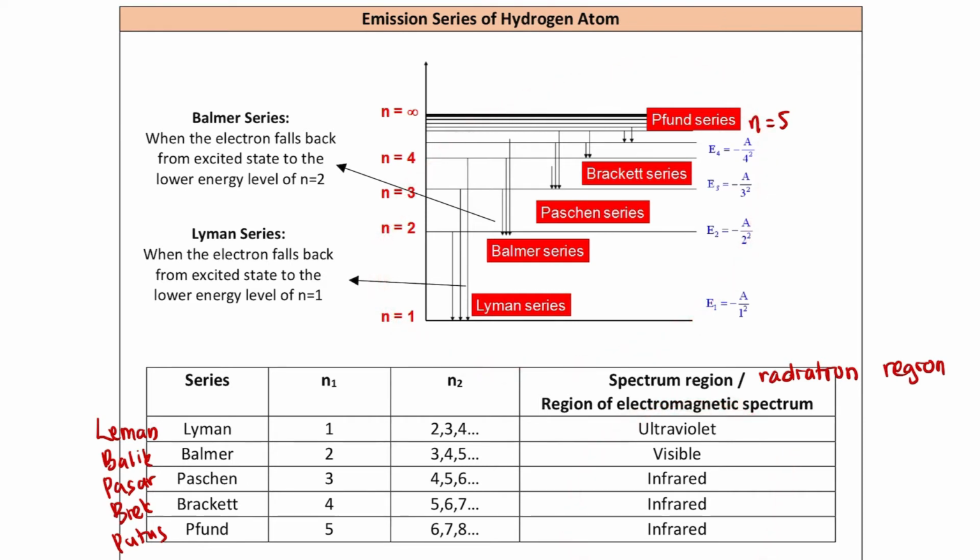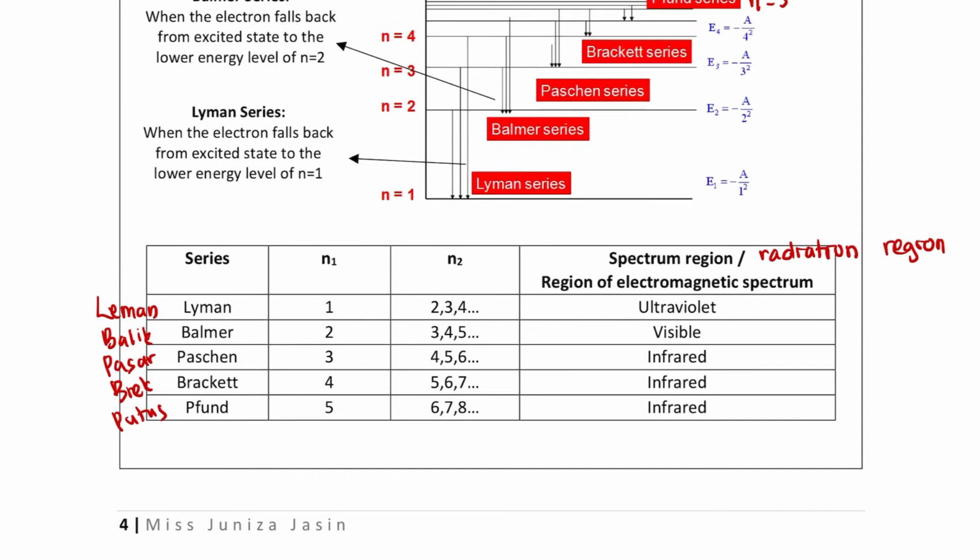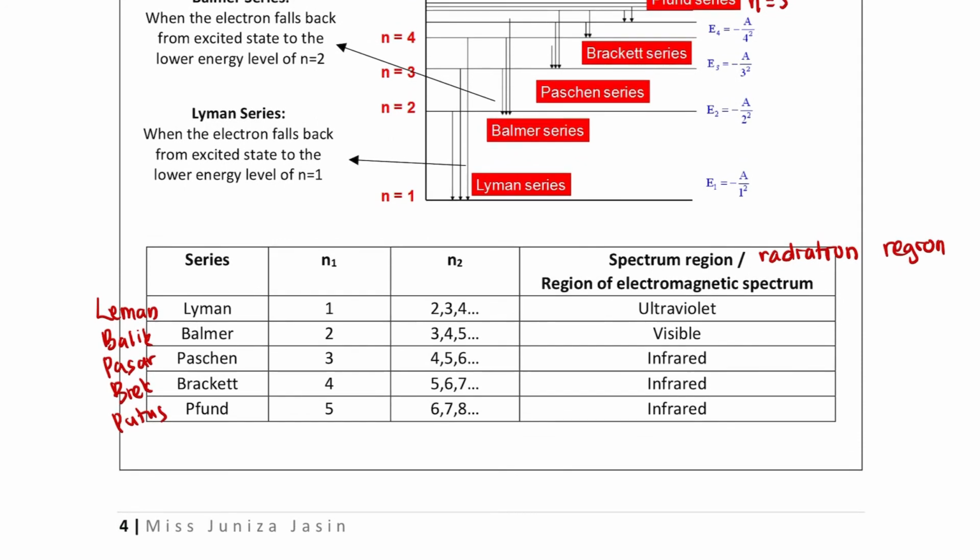Okay, spektrum ni kamu dah pernah belajar kan dalam fizik, ada kan, tak silap saya. Okay, so dalam spektrum tu contoh dalam UV, UV dia ada spesifik frekuensi dia dari mana ke mana. Visible pun sama, frekuensi dari mana ke mana ataupun dia punya wavelength dia. Okay, so maksudnya series ni dia terjadi dekat spektrum mana. Macam itulah lebih kurang.